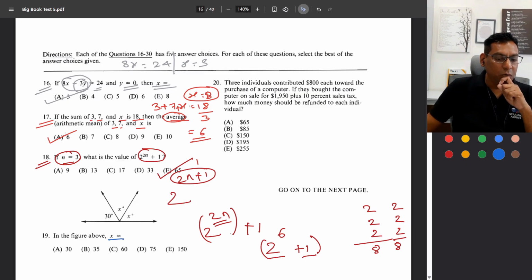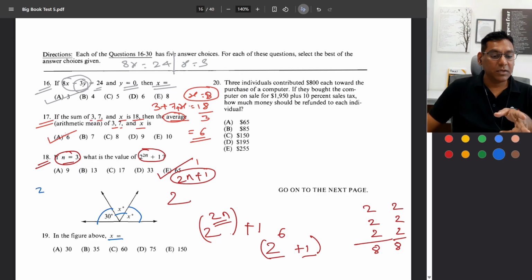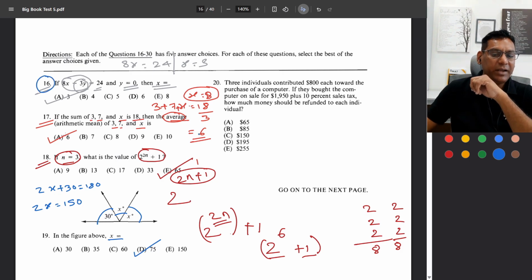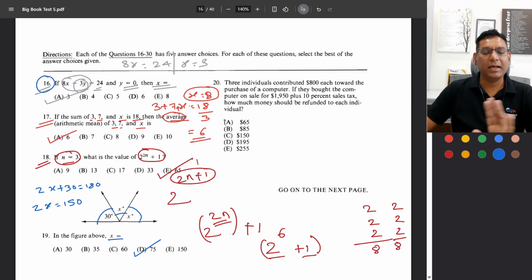Okay, in the figure, what is x? This is x, this is x, and this is 30. If I add them up, I should get 180. So that is 2x plus 30 is 180, right? So that is 2x is 150. X has to be 75. Answer choice D. Generally, these question numbers 16 to 20 are very straightforward. Obviously, this is old format GRE, so this tip doesn't help you.